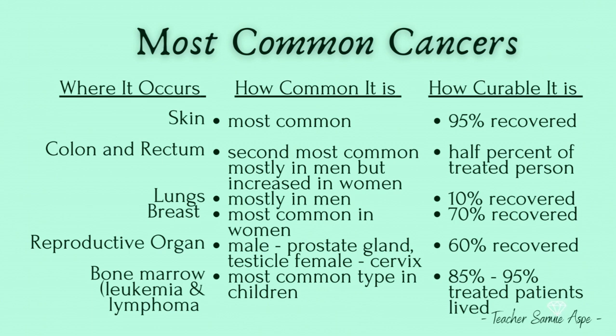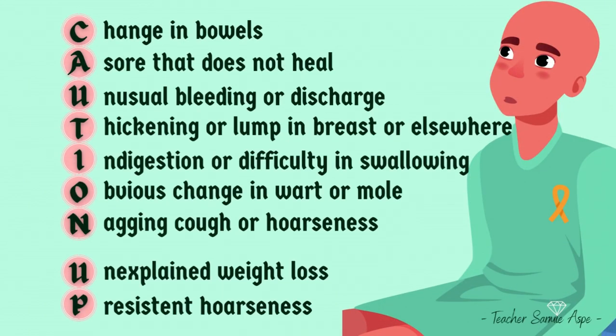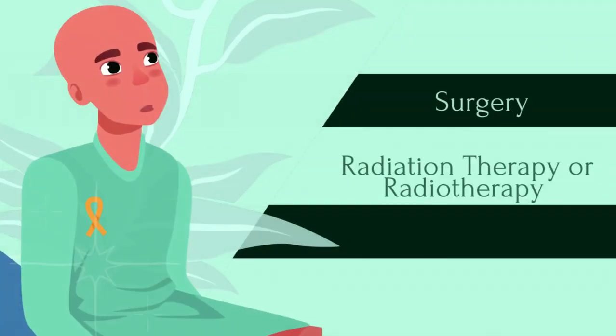For the warning signs of cancers, we have the acronym CAUTION UP. It means change in bowels, a sore that does not heal, unusual bleeding or discharge, thickening or lump in breast or elsewhere, indigestion or difficulty in swallowing, obvious change in wart or mole, nagging cough or hoarseness, unexplained weight loss, and persistent hoarseness.